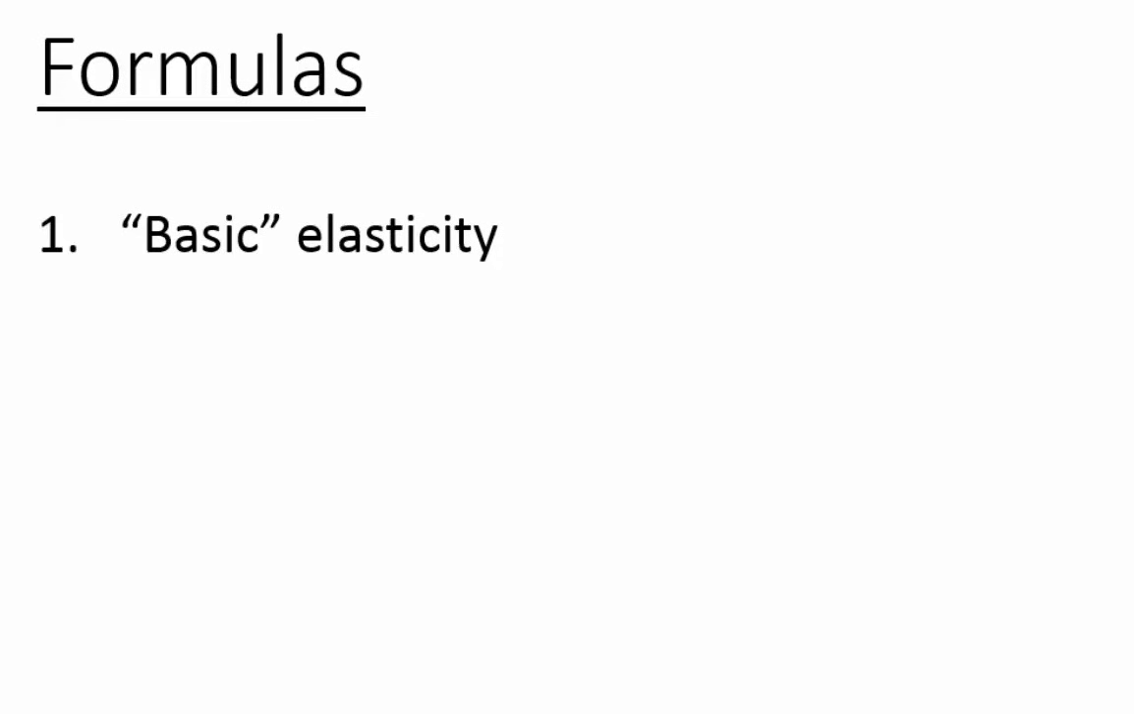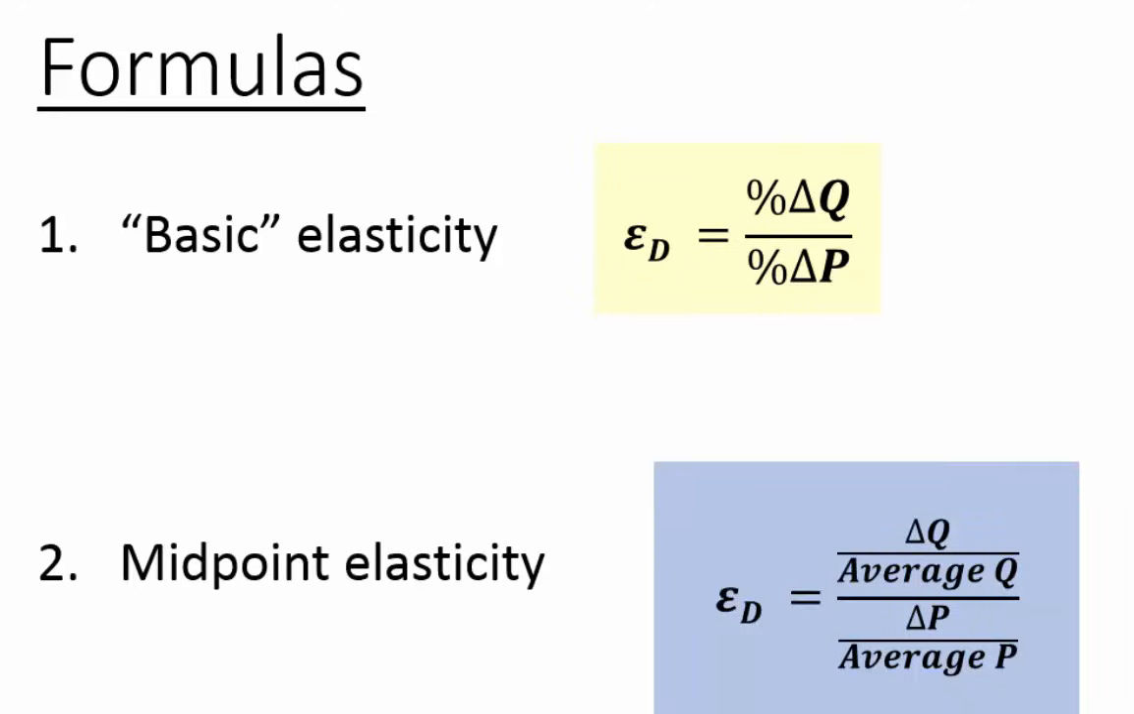Okay, so just to summarize the formulas, our basic elasticity of demand is simply the percent change in quantity divided by the percent change in price. Our midpoint elasticity is the change in quantity divided by the average quantity divided by the change in price divided by the average price.